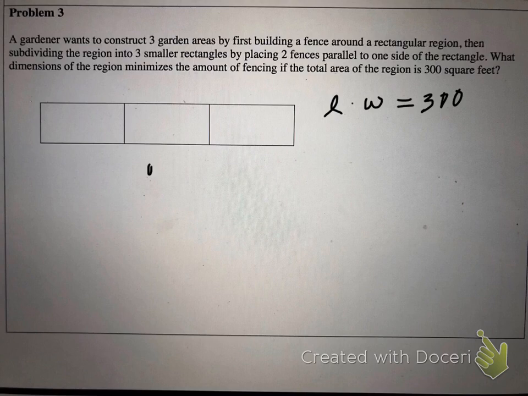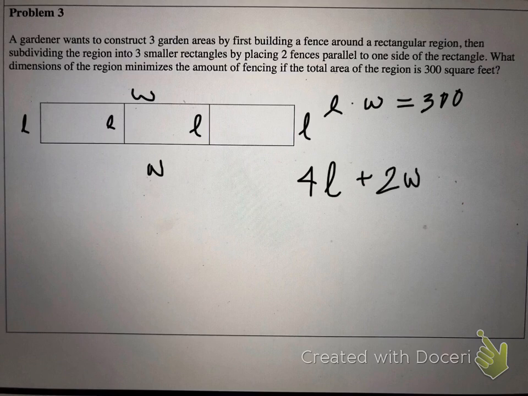So this is my width, and these are my lengths, and there's another width on top. So how many lengths do we have? 4. So it's going to be 4 length plus 2 width equals the perimeter. In this case, we don't have the perimeter, so we're going to put P equals P.